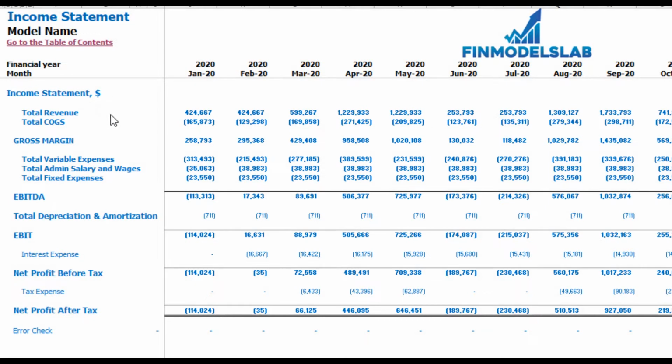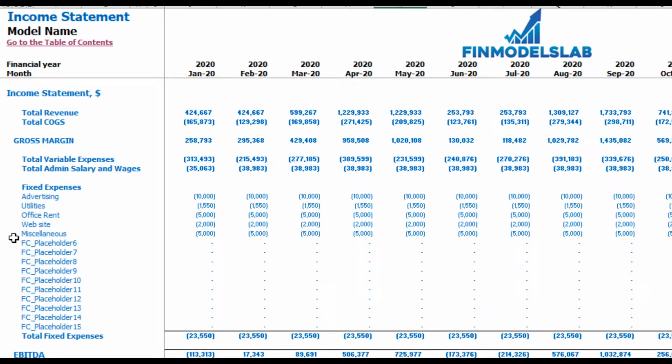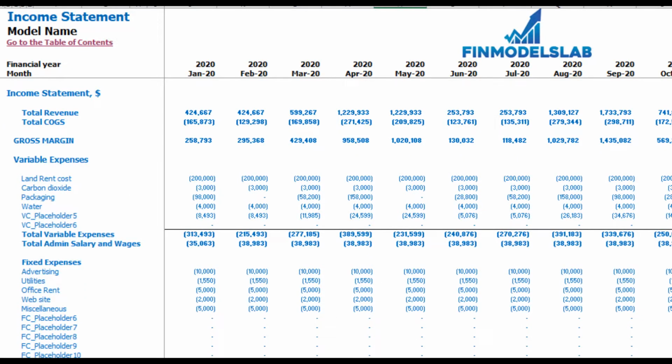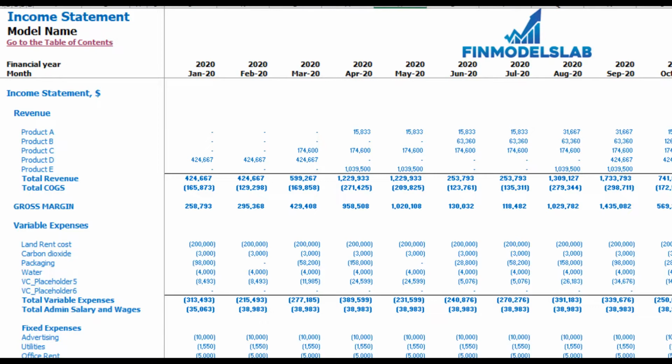On the Income Statement tab, you may see your main components of your profit and loss, which is total revenue, total cost of goods sold, gross margin, total variable expenses, total admin salaries and wages, total fixed expenses, EBITDA, depreciation and amortization, EBIT, interest expense, net profit before tax, your corporate tax, and as a result, net profit after tax. Please note that each category has its own subcategories, so you may click on this plus button and see the detailization, for example, for fixed expenses, or for variable expenses, or for example for the revenue.